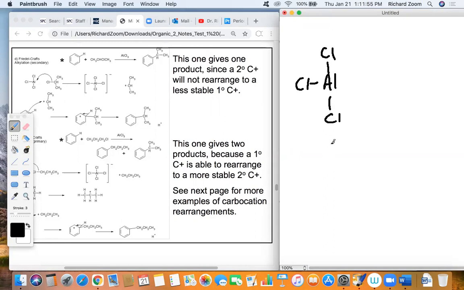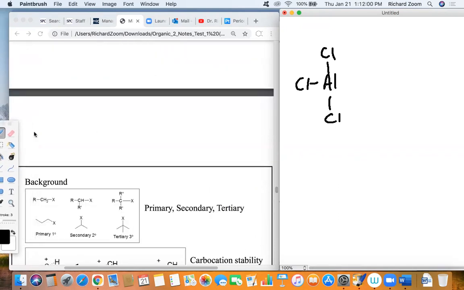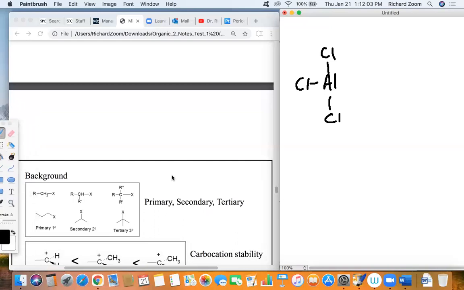let me also remind you, I wonder if I got it on the next slide. I think I might. Here we go. Yeah, I do. In order to tell if something's primary, secondary, or tertiary, you can see it on the top there. Anything that's at the end of the chain, where the X, in this case a halogen, is at the end of a chain, I'm calling that primary. If the halogen is in the middle of the chain, they call that secondary. And when there's three carbons connected to it, then I call that tertiary.